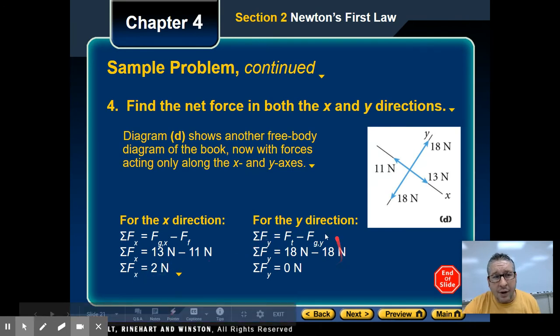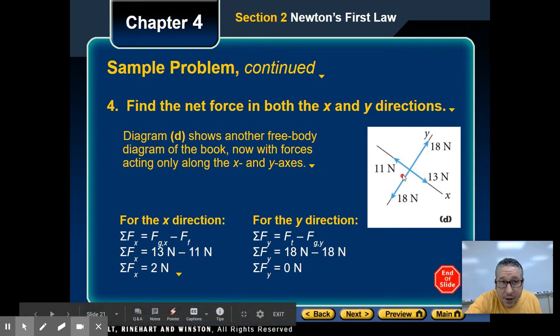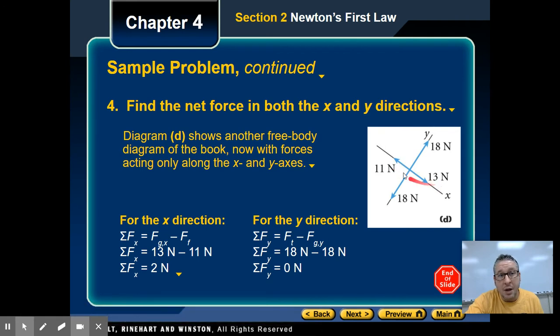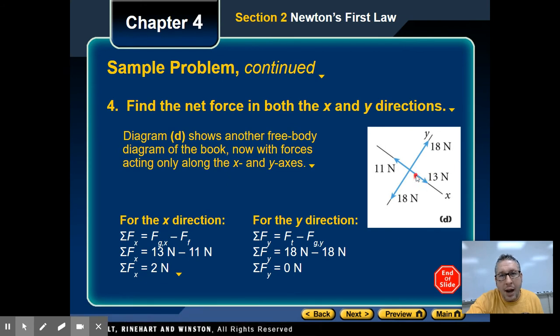In the y direction, we have 18 newtons vertically upward and 18 newtons vertically downward. So they actually have a net of 0 in the vertical direction, which is good because our book isn't flying off the table and it's not going through the table. We would expect the verticals to pretty much cancel each other out. But we do have a difference in the vector values here. We have a greater vector amount on the right, so we do not have a net 0 in the horizontal.